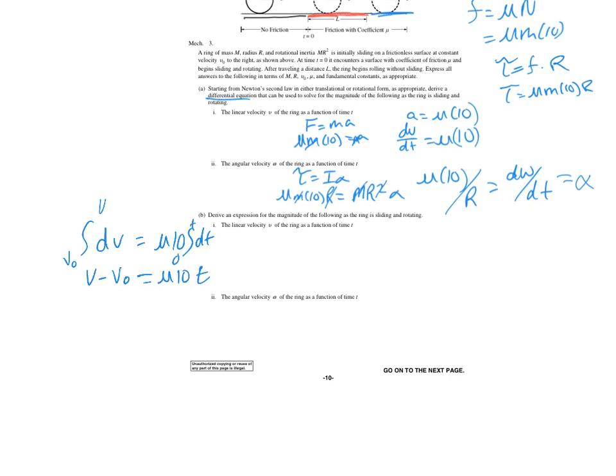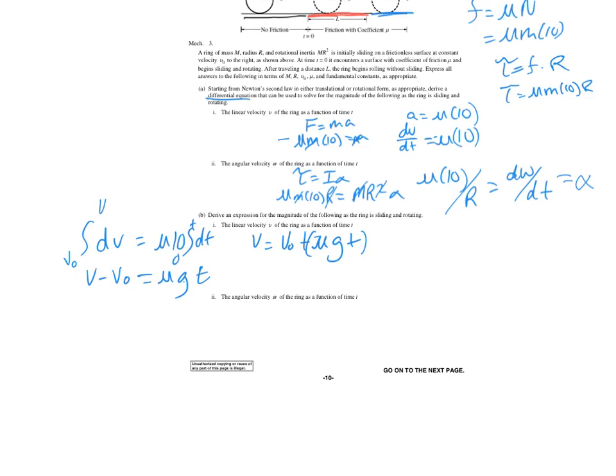Let me make sure I did that right. Yeah. And so I'm going to go ahead and just plug this in as g, so we don't have to worry about it. g t, there we go. And so we end up with v equals v naught plus mu g t. Now, I'm sorry, I left one important thing out. This is negative because it's a friction force, so this would be a negative term.